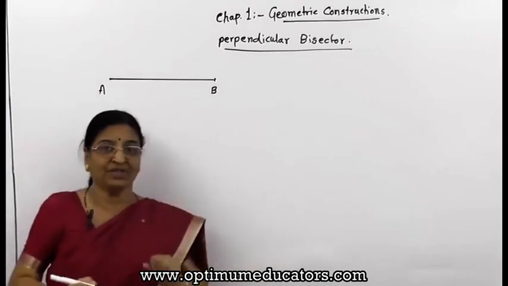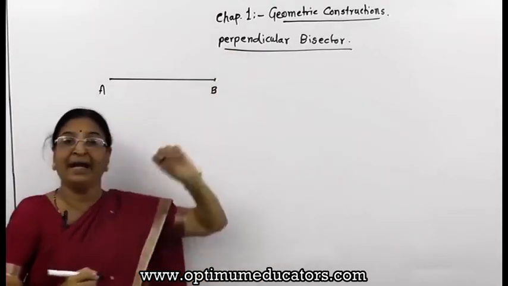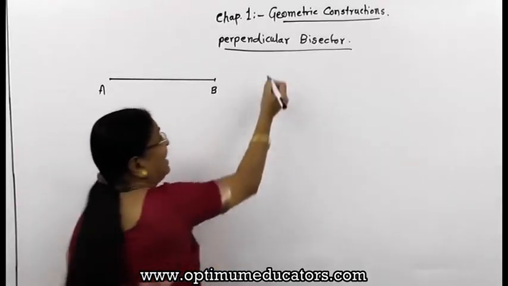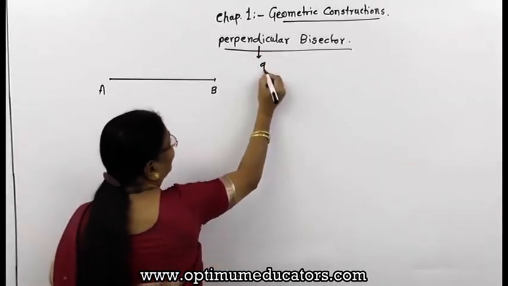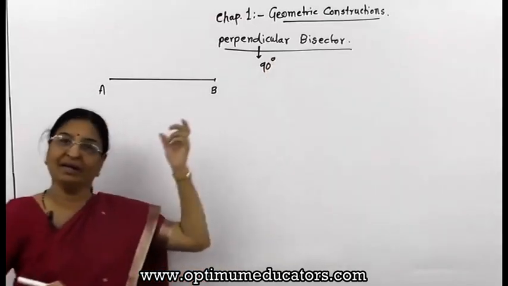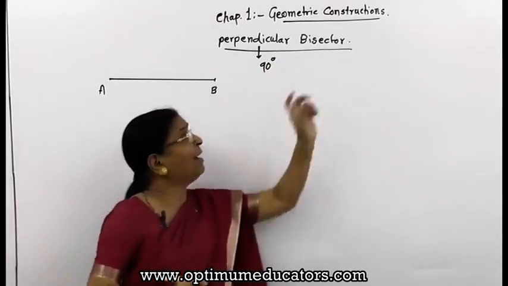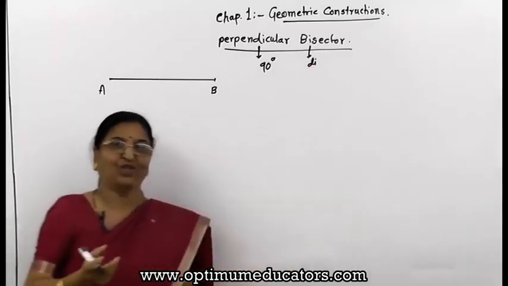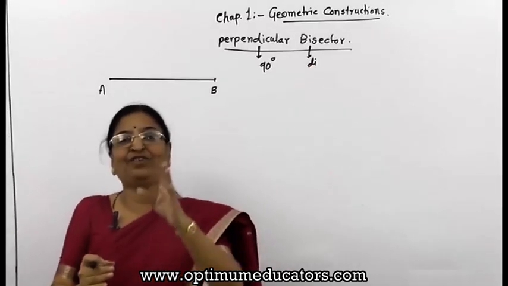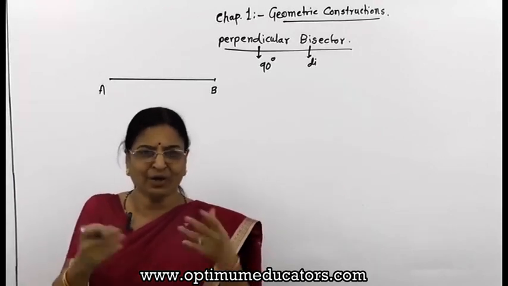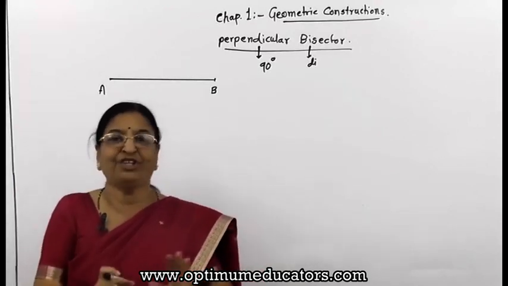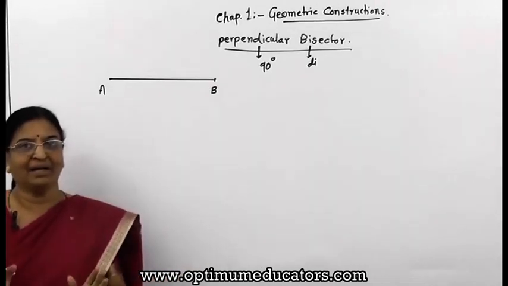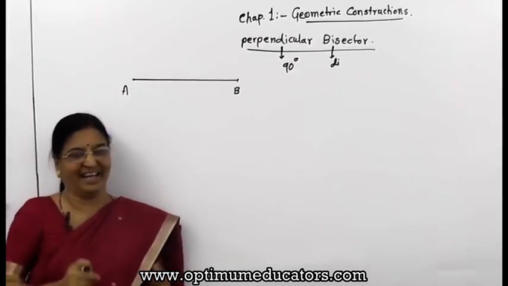Perpendicular bisector. What do you mean by that? See, there are two concepts. That is, they are perpendicular also. You know what is perpendicular? Of course, it makes an angle of 90 degrees with the given segment. And bisector again is that which divides equally. So, a line which will divide a given segment in two equal parts with a 90 degree angle.